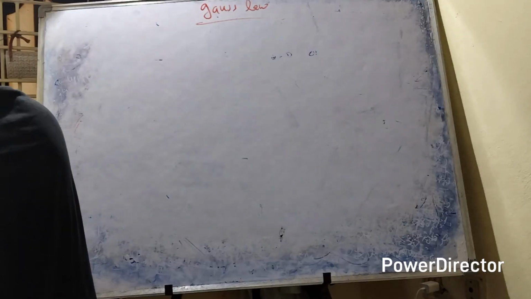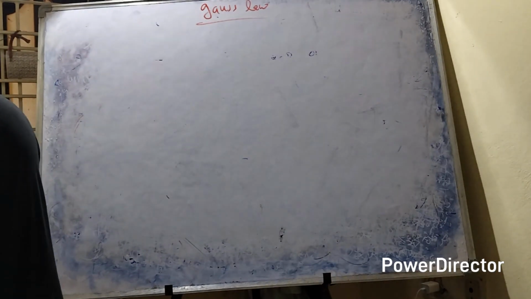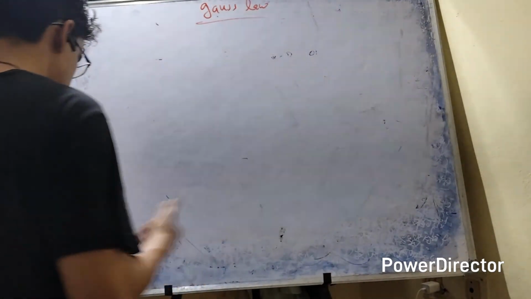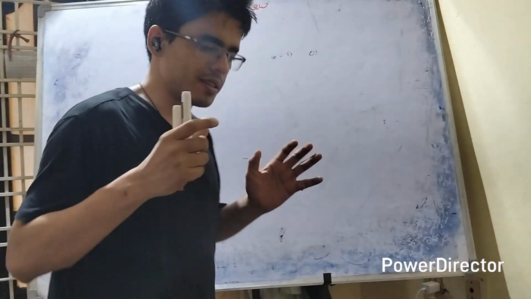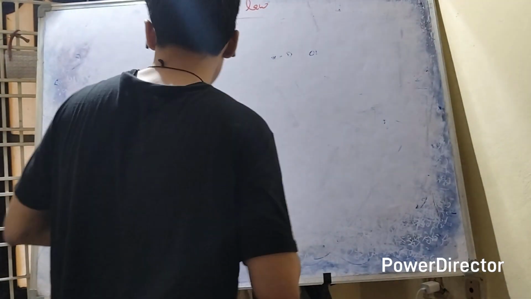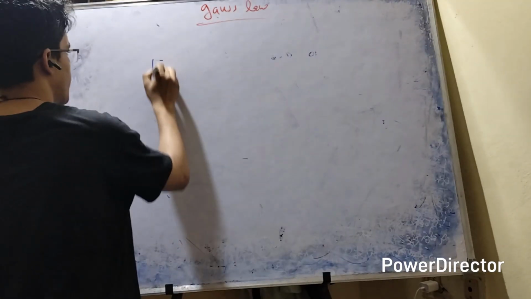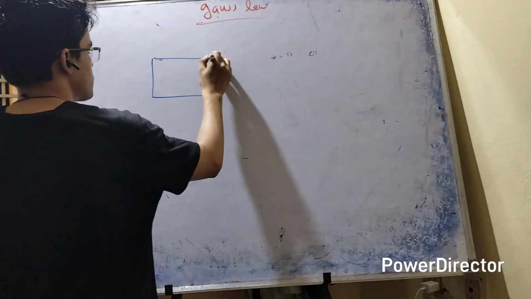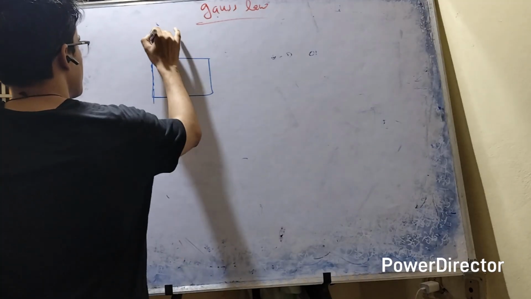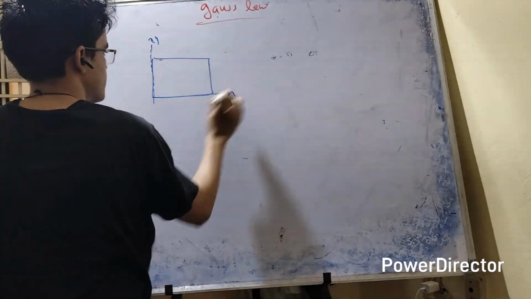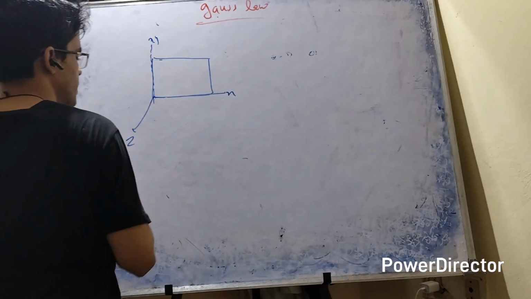So, Gauss law, what is the general formula of Gauss law? Here I will tell one thing. I will consider area as a vector quantity. How? Suppose we have this type of parallelogram, or you can say a square, and suppose this is the y-axis, this is the x-axis, and this is the z-axis, right?